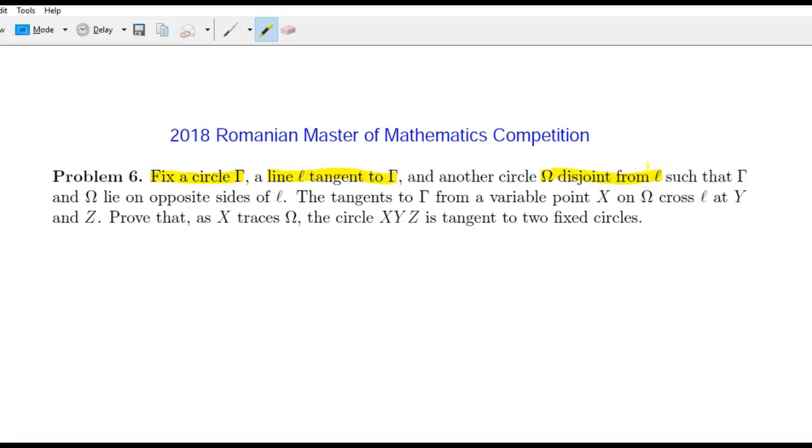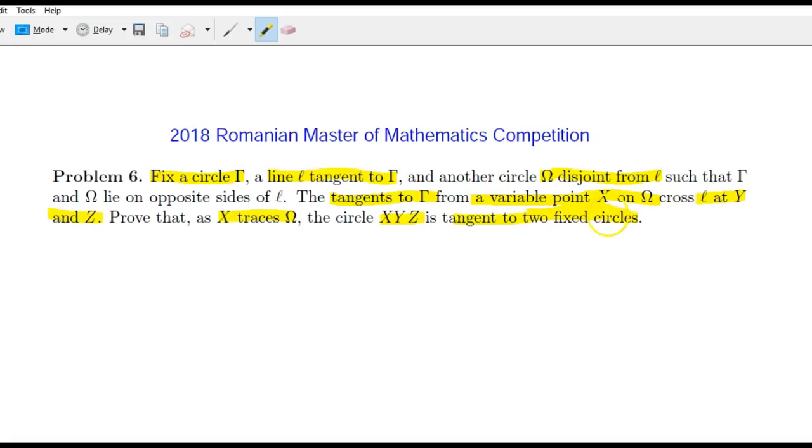One of the circles is tangent to L, the other one is disjoint from it, and on that circle omega we will be picking a point X, a variable point, and we will draw two tangents from that point X to the circle gamma, and we will have those two tangents intersect or cross the line L at Y and Z. Finally, as X traces the circle omega, we would like to show that the circumcircle of triangle XYZ is tangent to two fixed circles.